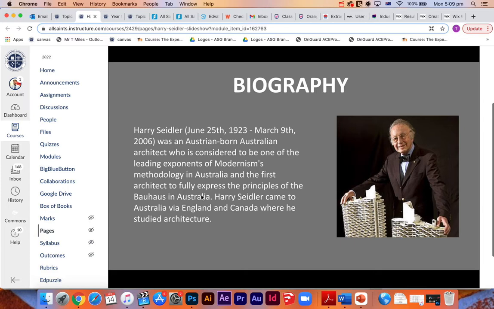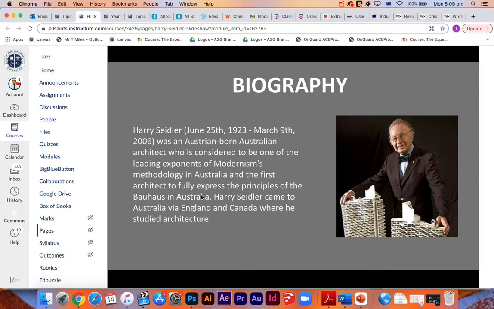So there's a bit about his biography here. You can read through that, but basically, he was born in Austria in 1923. So coming of age, 18, 19, he would have been right at the start of World War II. And being a Jewish man, he needed to get out of that area at the time because it wasn't safe for Jewish people in Europe at that time. So he moved to a couple of different places, including Canada and England, before finally settling in Australia. But he did study architecture in Canada and England.